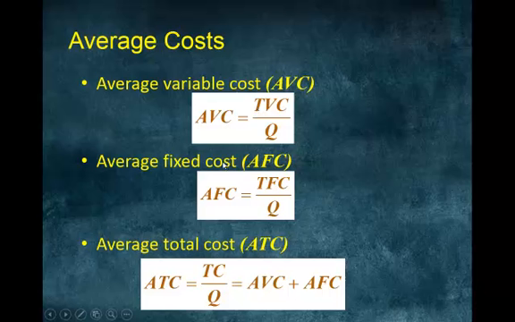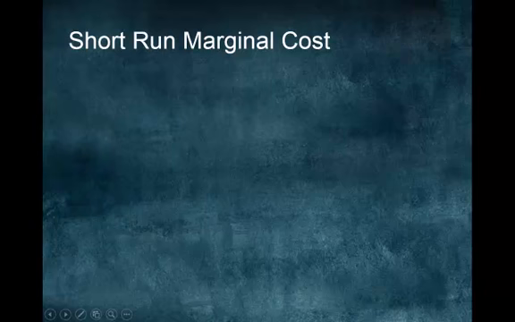Average fixed cost equals total fixed cost divided by quantity. In the case of average total cost, it is total cost divided by quantity, or we can add AVC plus AFC. That means we are getting the ATC, average total cost.